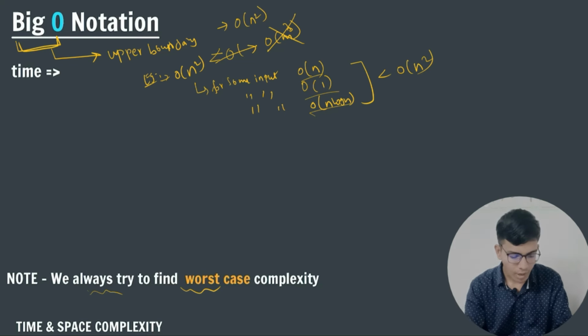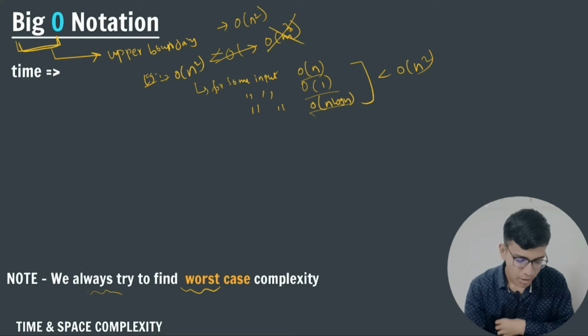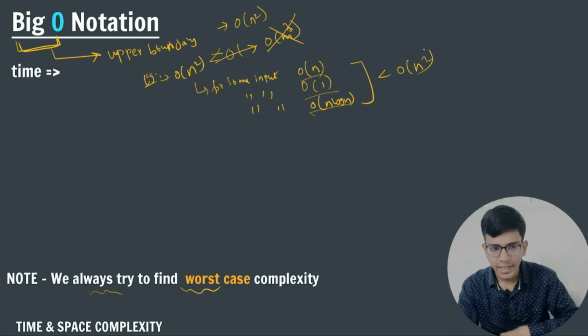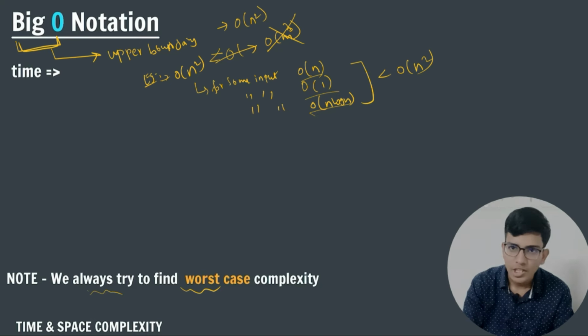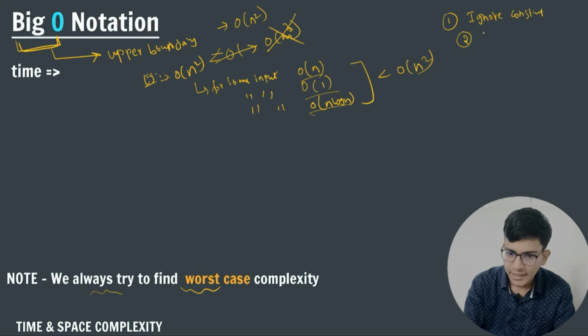So here, let us take a condition that there are two conditions to represent big O. First one is ignore constants. And second thing is take the largest term.